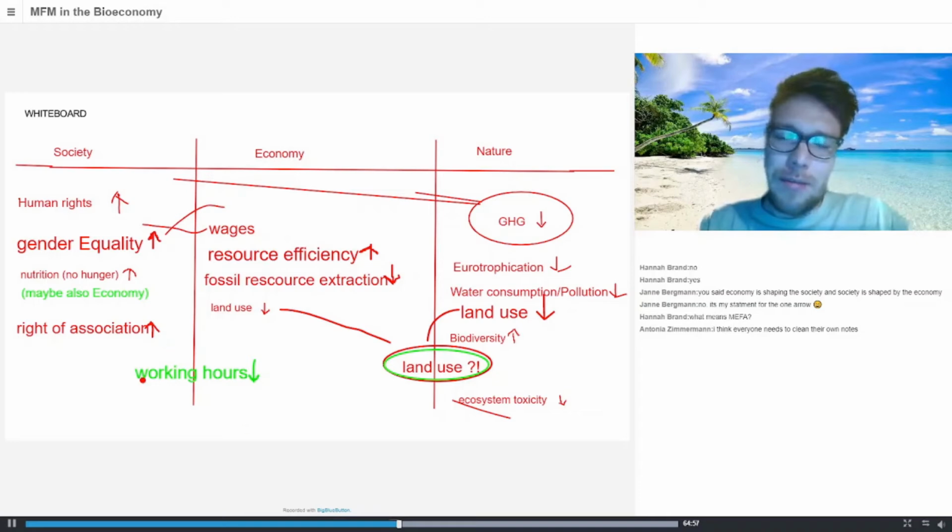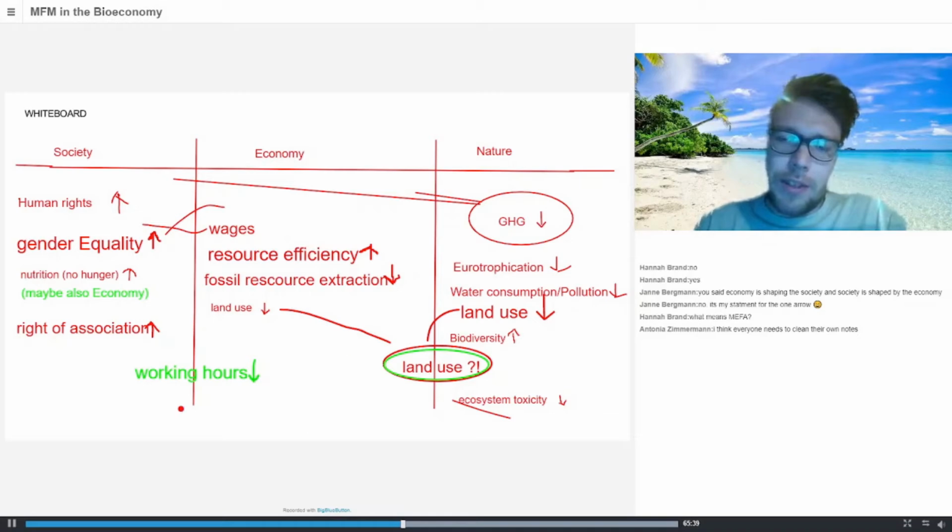By the way, with this interpretation, you are quite progressive. And of course, gender equality is mainly an issue of society and not so much an issue of economy, but more in regard to society shaping economy. So gender equality is also a part of economy, but society is shaping gender equality. Resource efficiency has to be higher to be more sustainable. Land use and fossil resource extraction have to be lower, and so on and so forth.